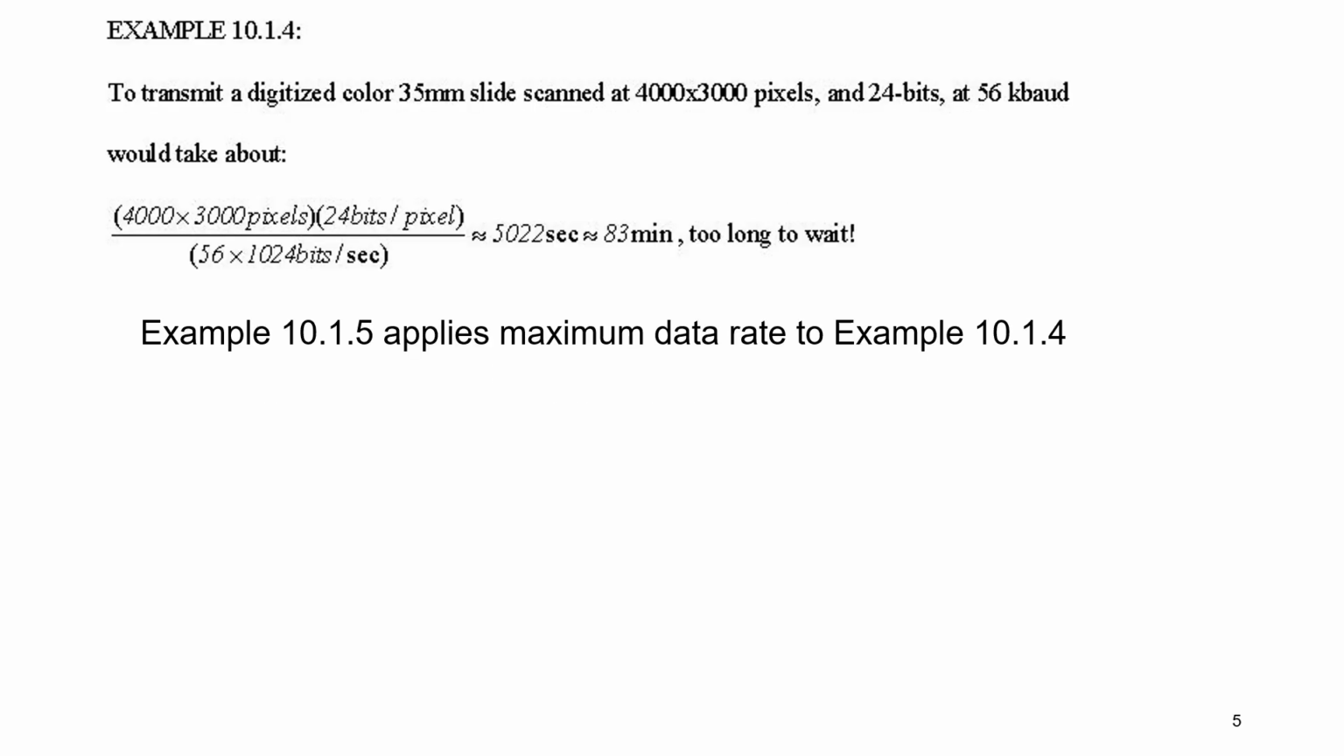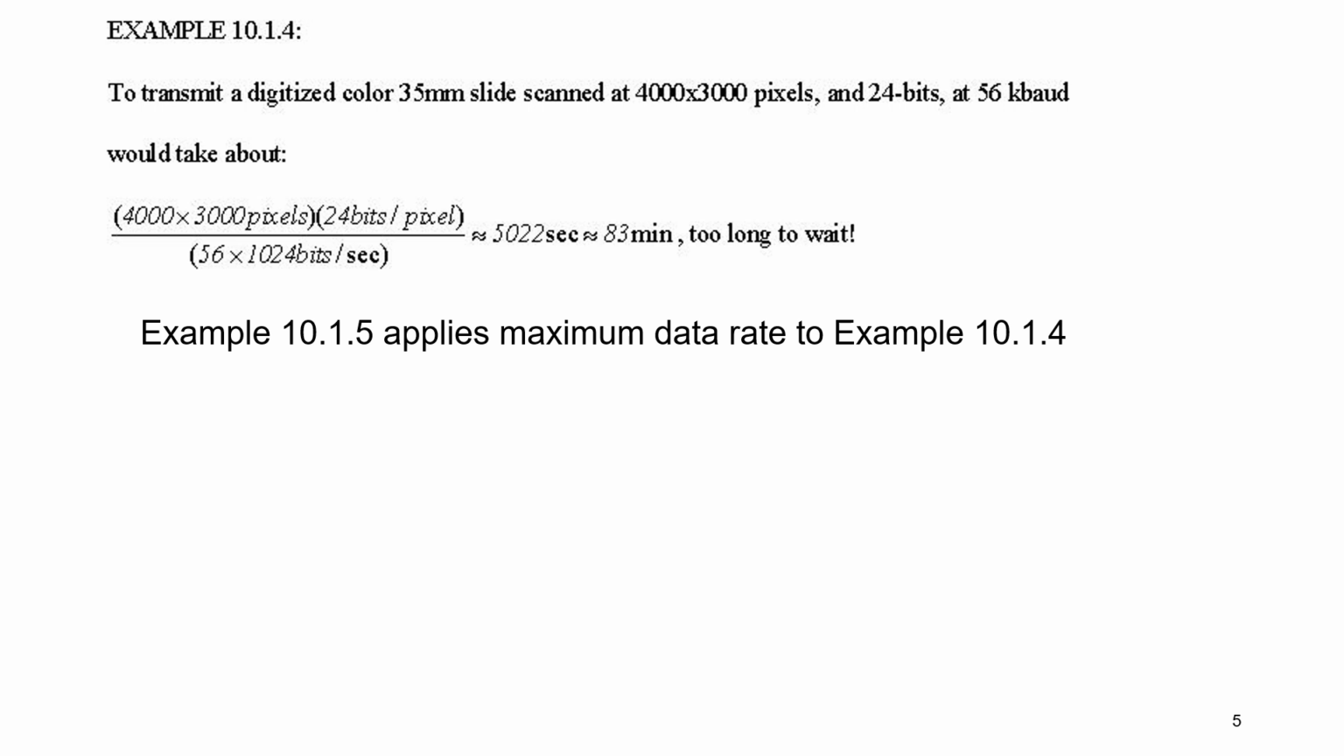You can see a next example. To transmit a digitized color 35 mm slide scanned at 4000 into 3000 pixels and 24 bits at 56 kilobaud would take about, the size, that is 4000 into 3000 pixels into the given 24 bits per pixel divided by 56 kilobaud, that is into 1024 bits per second. This is approximately 5022 seconds, that is 83 minutes, too long to wait.